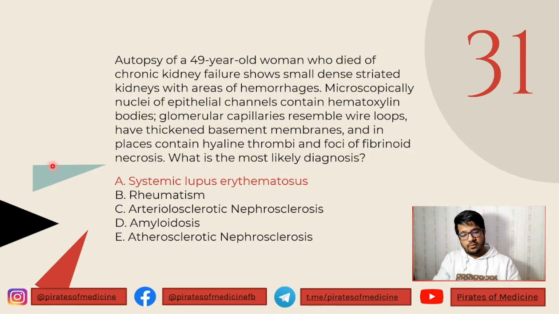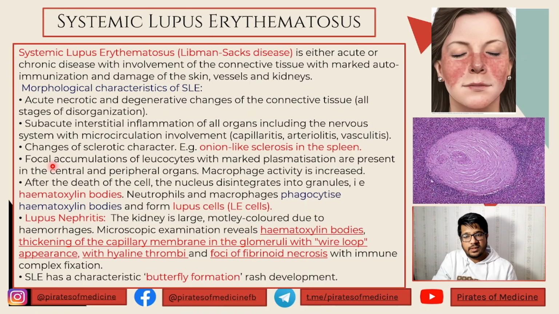So again, with the theme of pathomorphology, these are the classic symptoms seen in systemic lupus erythematosus. SLE, also called Libman-Sacks disease, is either an acute or chronic disease, depending on the etiology. It is a disease which involves the connective tissue, and it is an autoimmune disease. It involves the skin, the vessels, and classically the kidneys, and the morphological characteristics of SLE are as follows.